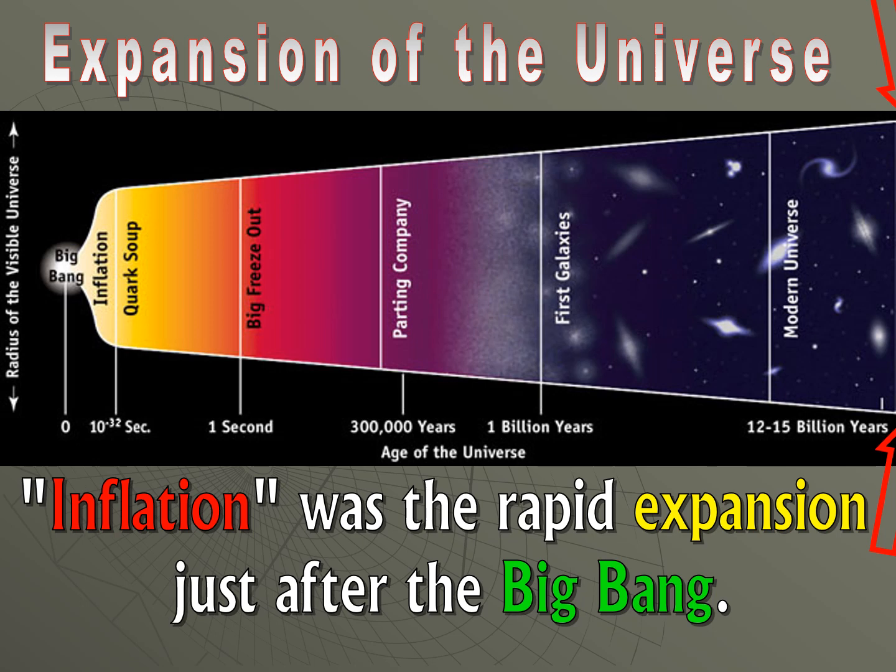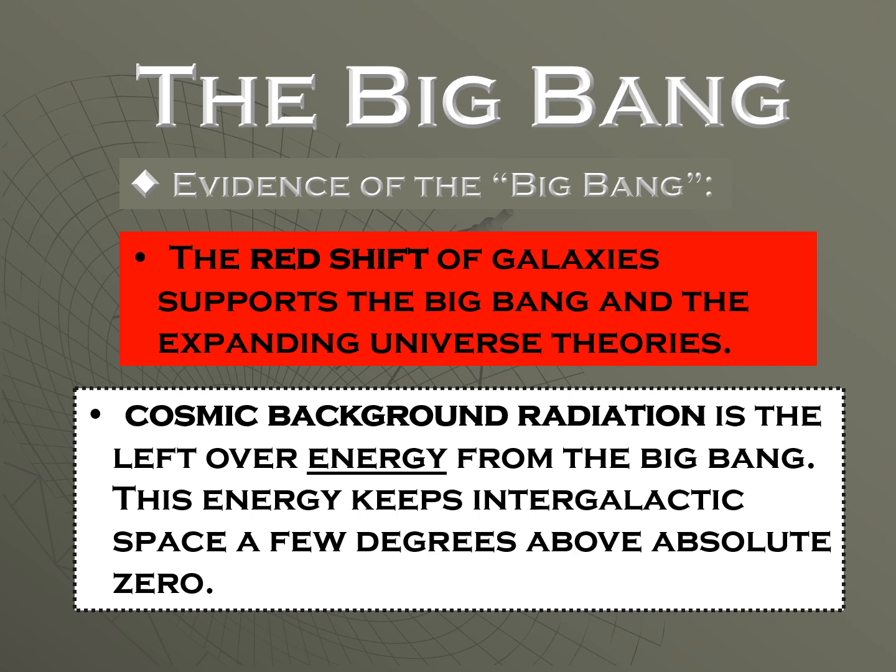So what was the evidence for the Big Bang having occurred? The two major pieces of evidence that we did discuss are the redshifts of galaxies and the cosmic background radiation. Now, the cosmic background radiation has a lot to it. I'm going to leave that aside for now, but we are going to get into exactly what it means when you say the redshift of galaxies supports the Big Bang and the expanding universe theories.